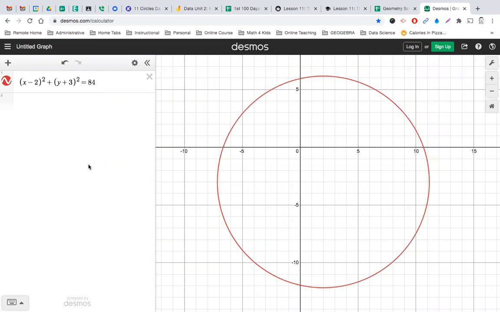Okay. But this is just a good way to check. If you do have to sketch a graph of a circle, this is a really good way to check and see if you did it correctly, just by plugging your equation in, right? Just gives you a good visual.